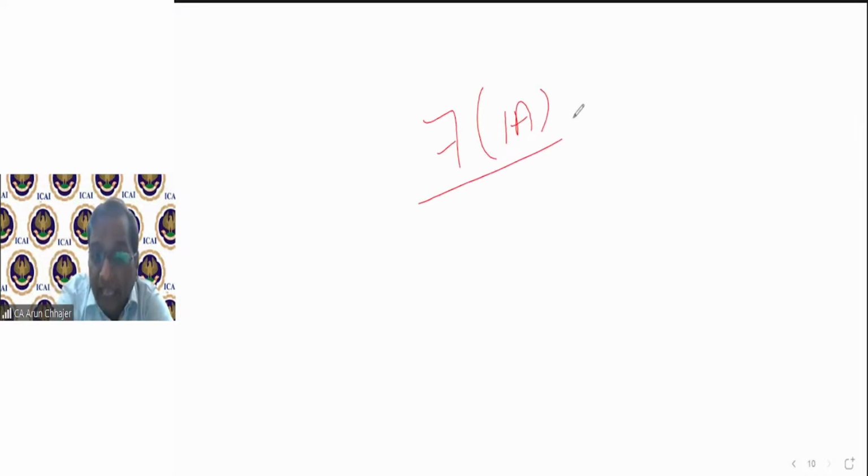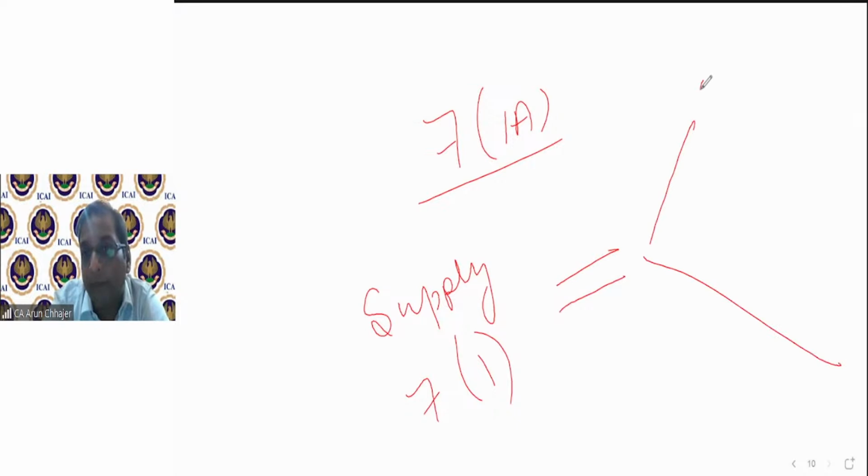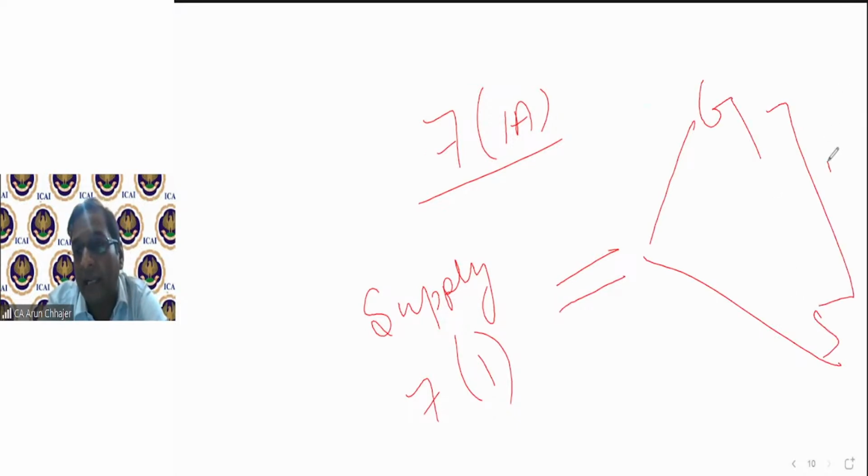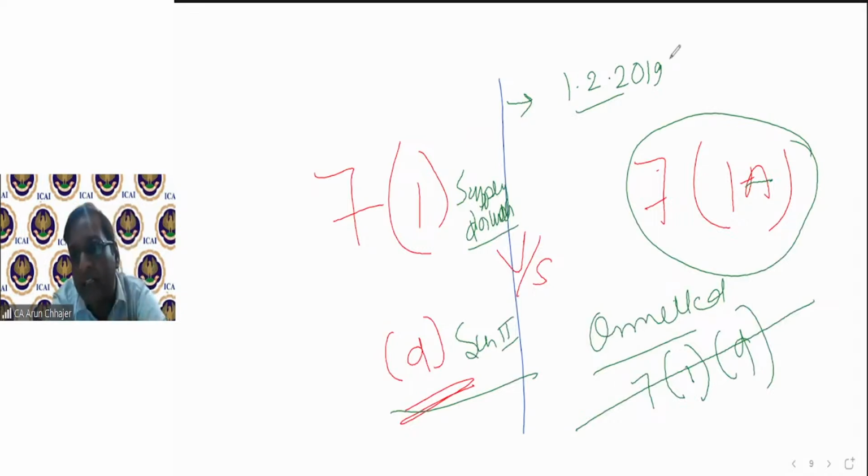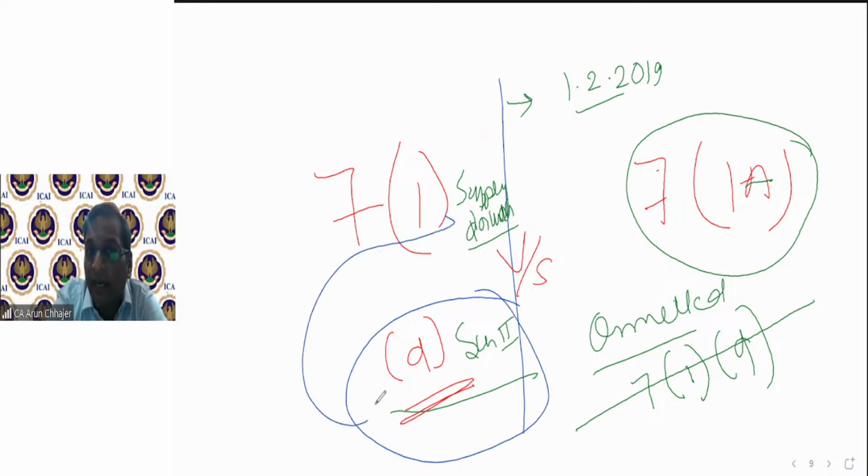7 subsection 1A says that if the transaction is a supply by virtue of 7 subsection 1, then to decide whether it is a supply of goods or services, you will take the help of Schedule 2. You remember what was the problem with Schedule 2 earlier? Earlier Schedule 2 was incorporated in the law in clause D under the supply definition. It was giving the impression that Schedule 2 not only decides whether my transaction is a supply of goods or services, but also whether my transaction per se is a supply or not. The problem was because it was in 7 subsection 1, and 7 subsection 1 was the inclusive definition of supply.